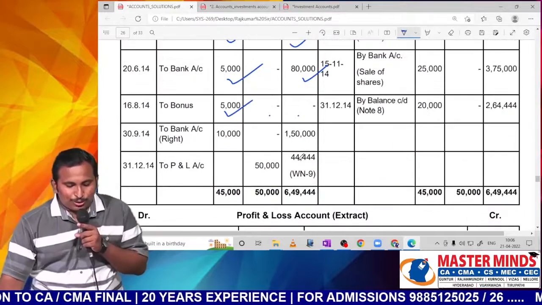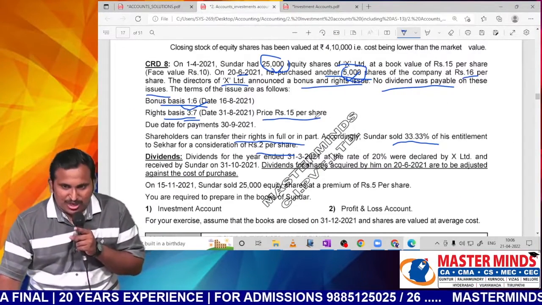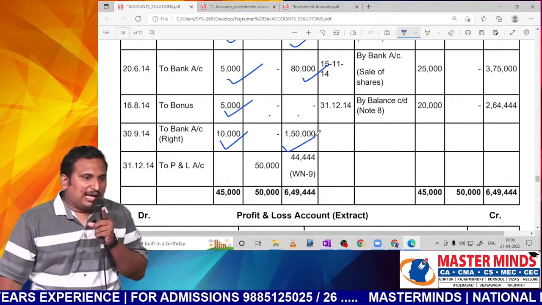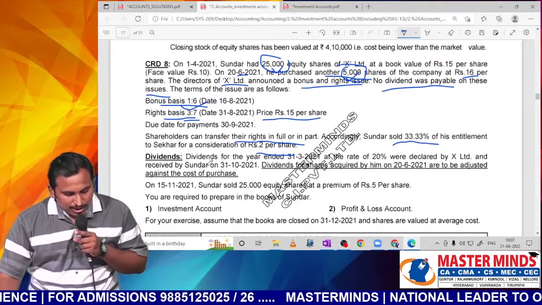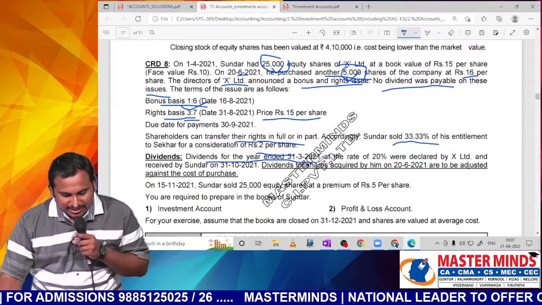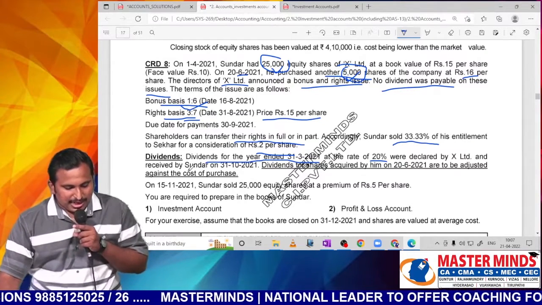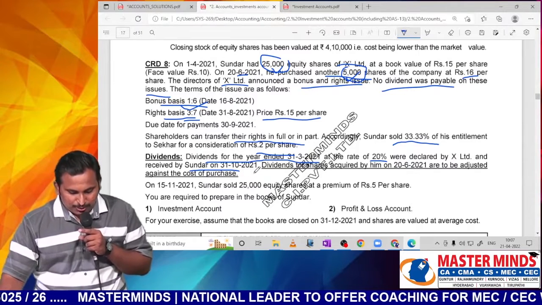Now relating to the 10,000 shares we are going to exercise, what is the exercise price? 15. So to bank, 10,000 into 15, 1,50,000. Simple way of recording. Next, dividends for the year ended 31st March 21 at the rate of 20% were declared by X Limited and received by Sundar on 31st October 2021.